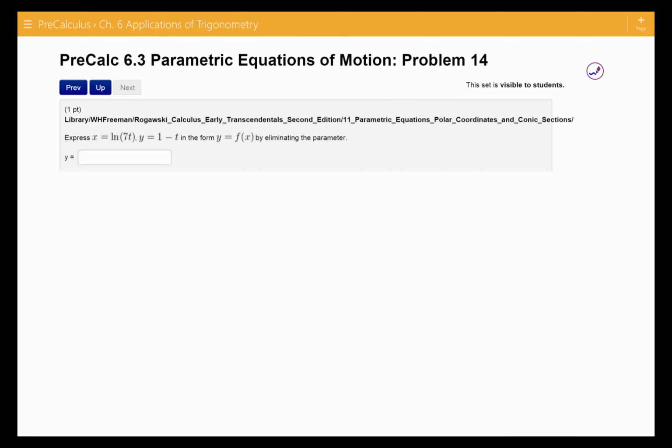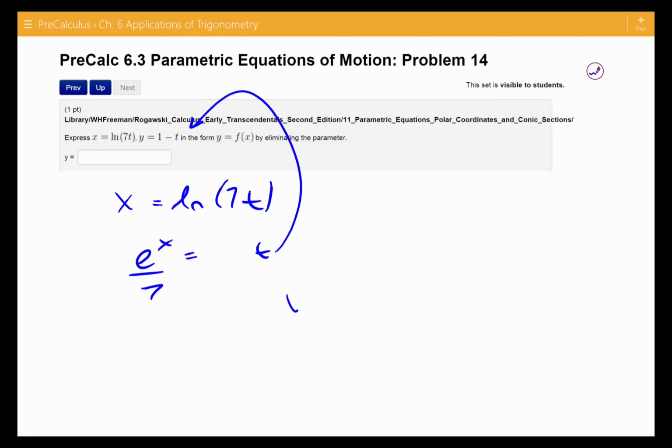Okay, and the last one, same thing. We want to put this into y equals by eliminating the parameter. So you can do this both ways, but I guess I'll try solving for t in the first equation x. So I'll make this e to the x equals 7t, divide both sides by 7. So there's my t by itself, and I'll plug that in right here. So I get y equals 1 minus this e to the x over 7, and that should work just fine.